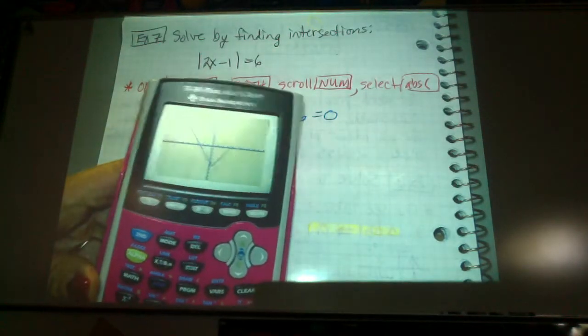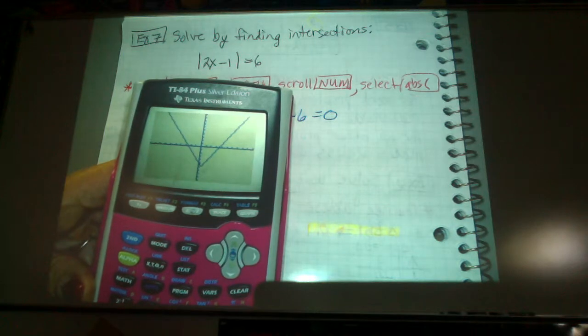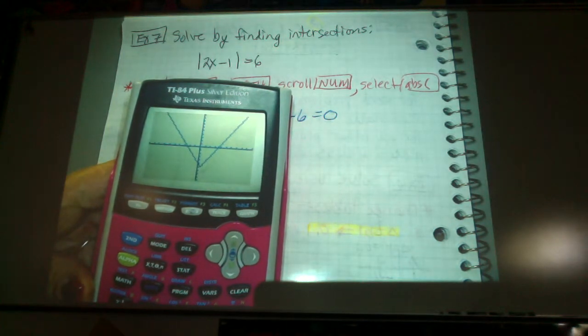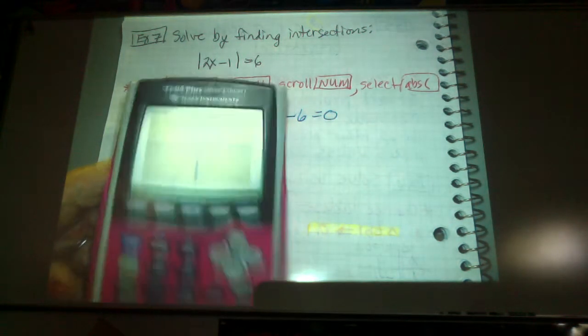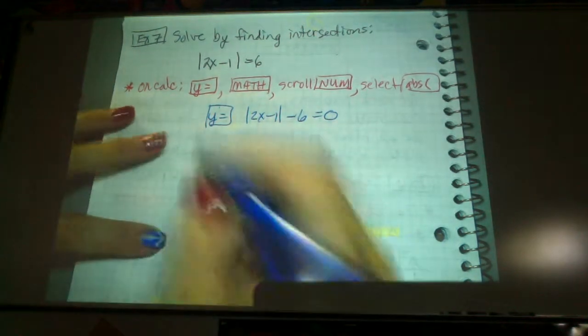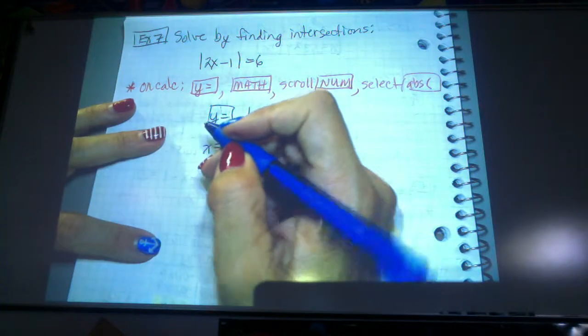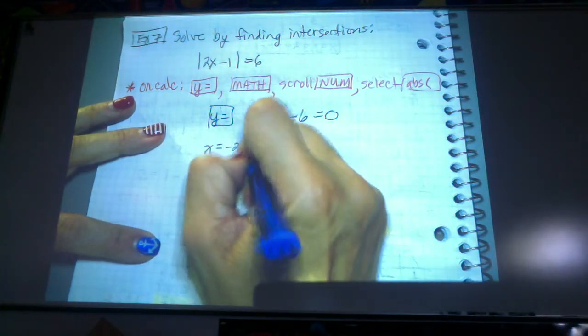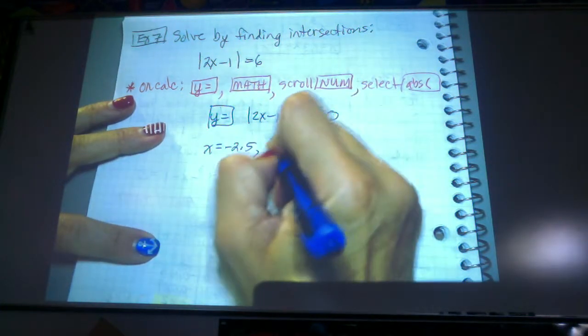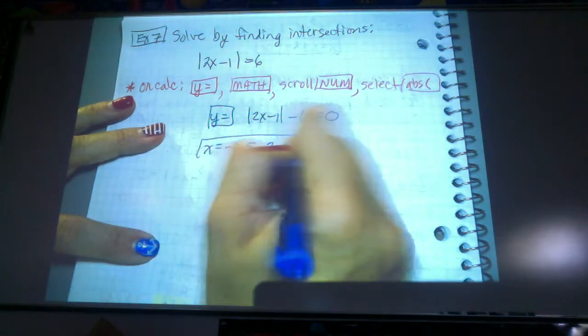Can't you just use your zeros and find where it intersects the x-axis? I know you know how to do that. So your answers for x turn out to be negative 2.5 and positive 3.5, because your calculator is going to give you decimals.